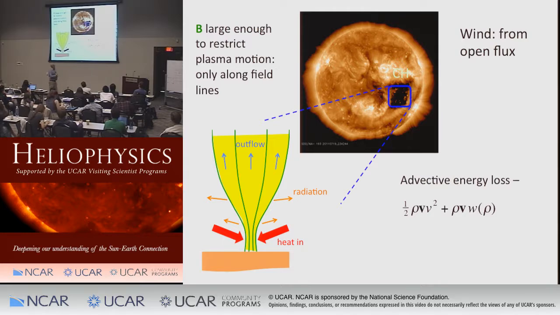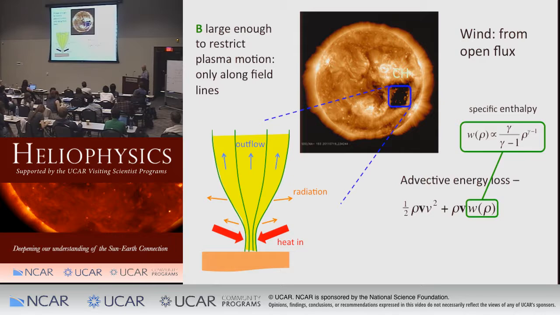And we have W, which is the enthalpy of the flow. That is the internal energy of the flow, thermodynamically anyway. That is also being carried by the flow outward. A little bit of thermodynamics: the enthalpy of the flow is basically related to the adiabatic index gamma. It's about 5/3 for these plasmas. So gamma over gamma minus 1 times rho to the gamma minus 1 power. It's just a function of density. Enthalpy of an ideal gas, and because the fluid is going out, it's carrying this internal energy with it.